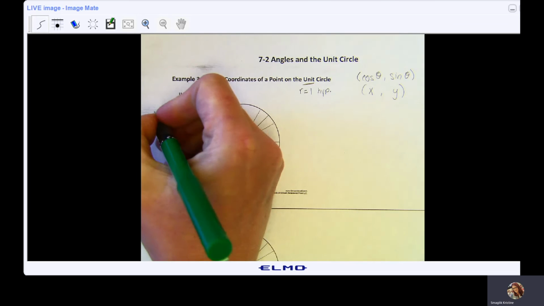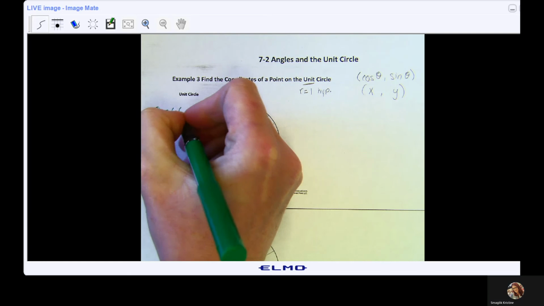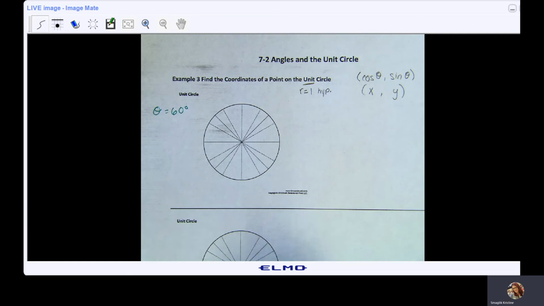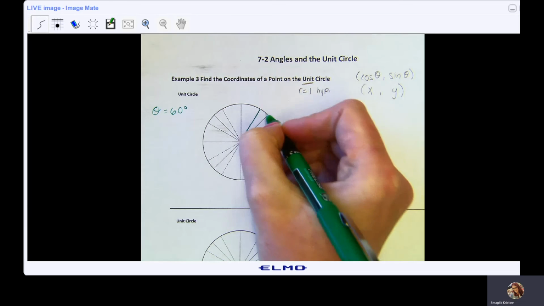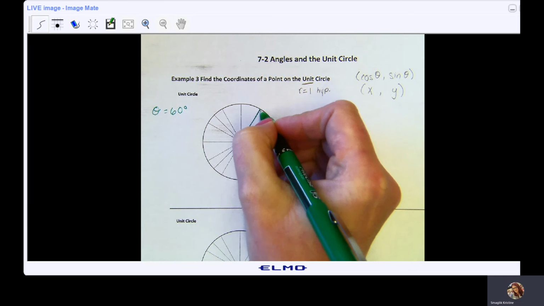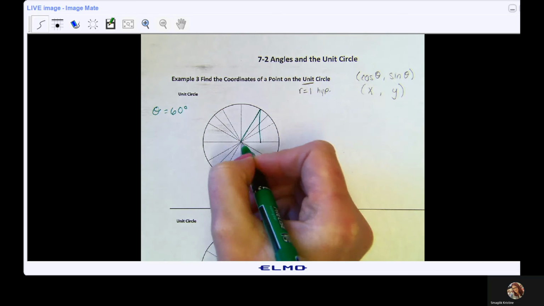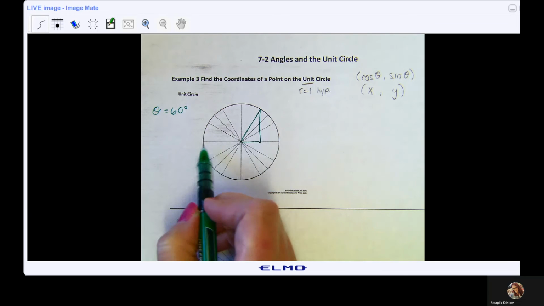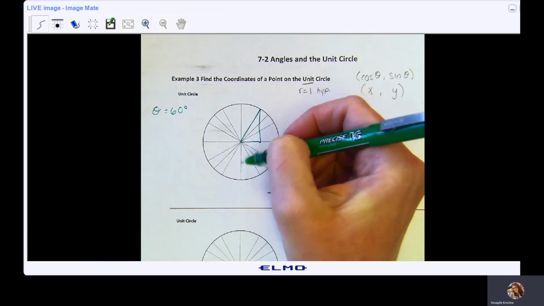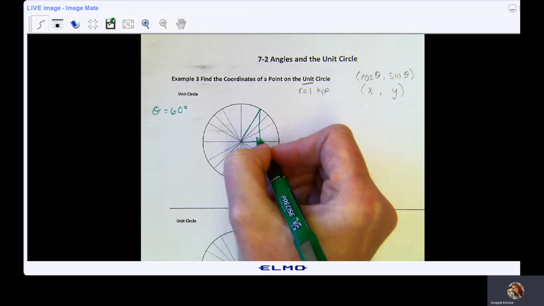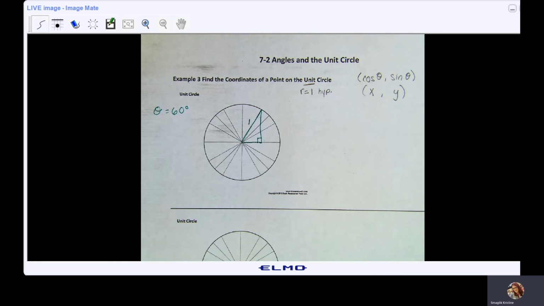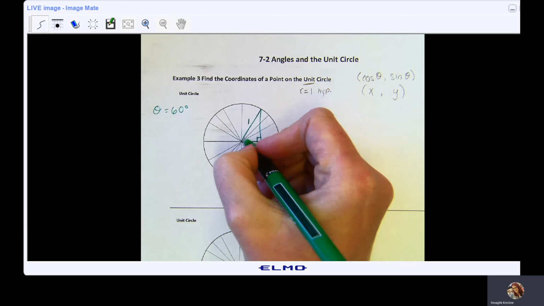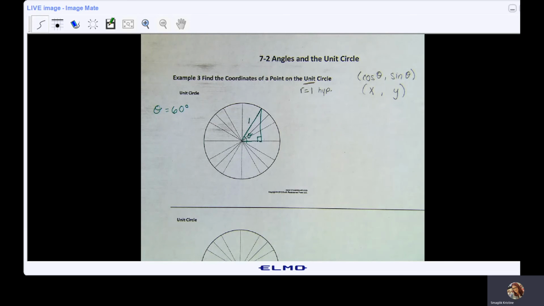And if I give you, let's do 60 degrees. So 60 degrees is right here. And what I'm going to do is I'm just going to draw a line perpendicular to the x-axis. This is like my x-axis. Here's my y-axis. We now have a right triangle, and we know the hypotenuse is 1 because the radius is 1. And now let's think back to our special right triangles. This is angle theta. Theta is 60 degrees.